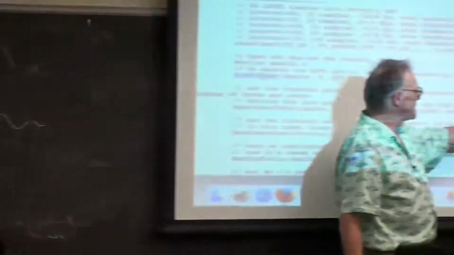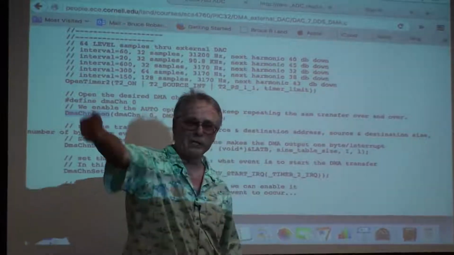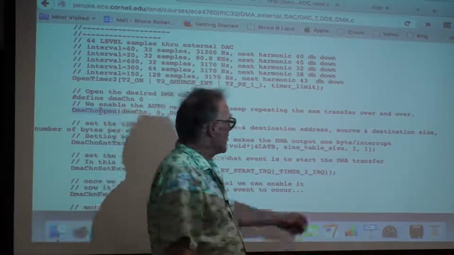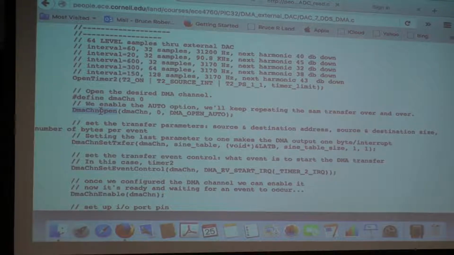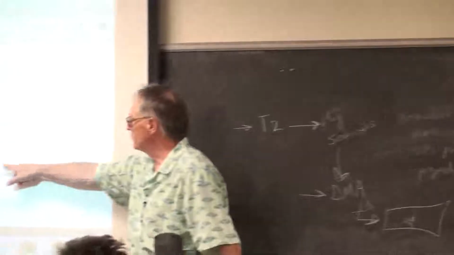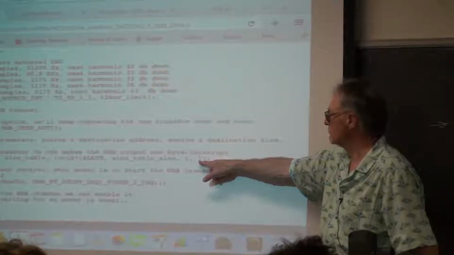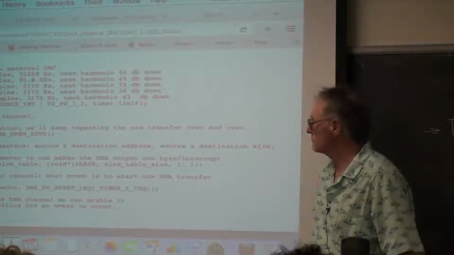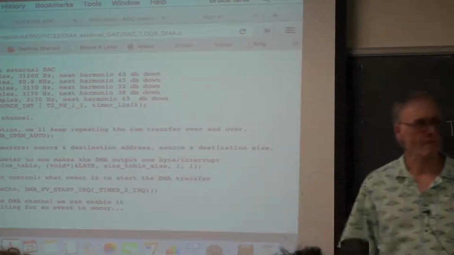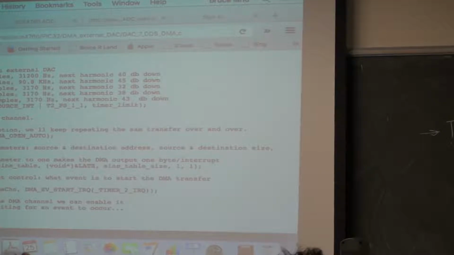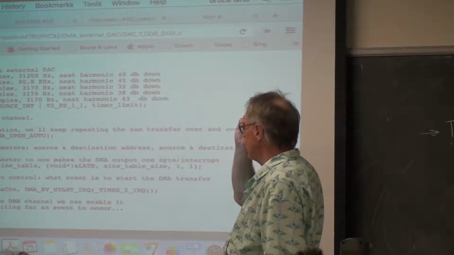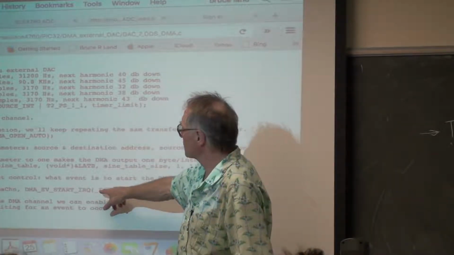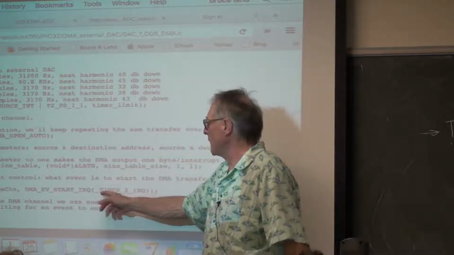The destination size is 1 byte here, but for you it will be 2. And the number of bytes per transaction, in other words, per T2 trigger, would be 2. Question on that? Then we have to tell the event control module for the DMA channel what to wait for.